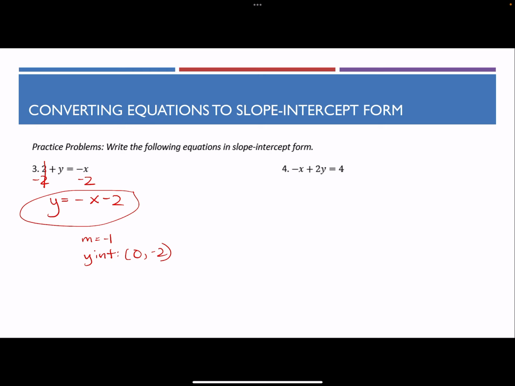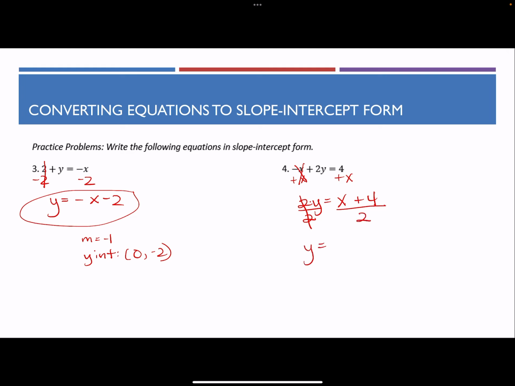All right, number 4. We want to get y by itself, I meant to say. We're going to get rid of the x by adding x. 4 and x are not like terms, but I'm going to write the x first because we want y equals mx plus b, right? We want to get rid of the 2. This means 2 times y, so we're going to divide by 2 on both sides.